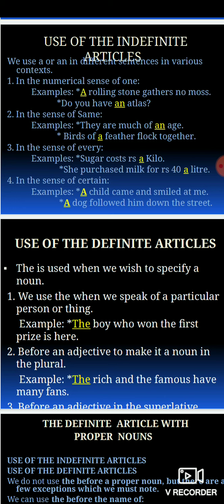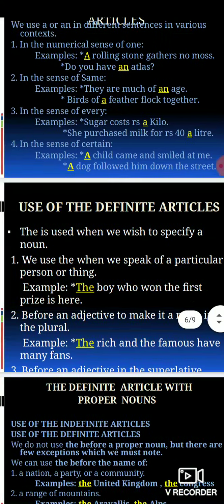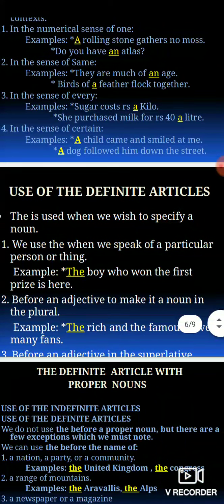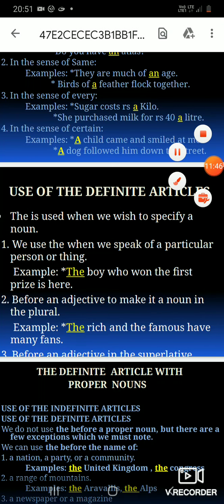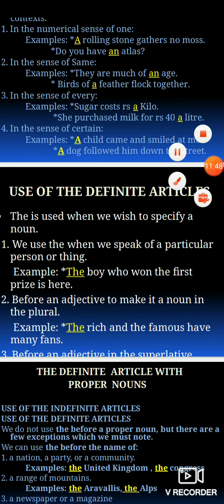Per kilo sugar costs 40 rupees. In the sense of a certain: a child came and smiled at me. A dog followed him down the street.